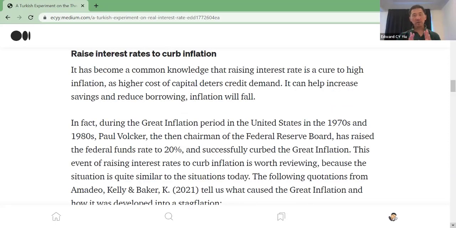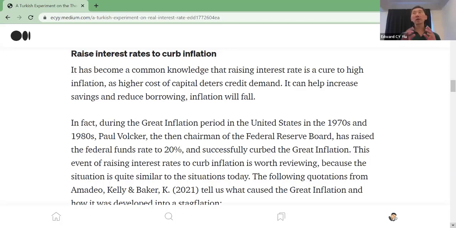What are the common solutions to overcome inflation first? I think it has become common knowledge nowadays that whenever there is high inflation, central banks would usually increase interest rates. The logic is simple and straightforward: when interest rates are up, the cost of capital increases and deters people from demanding credit. That helps to increase savings and reduce borrowing, and then inflation will fall. So it's not just a theory.